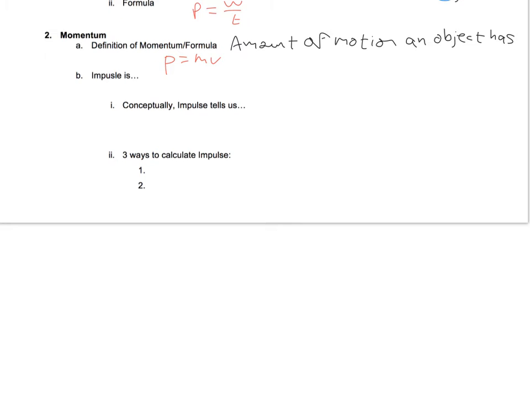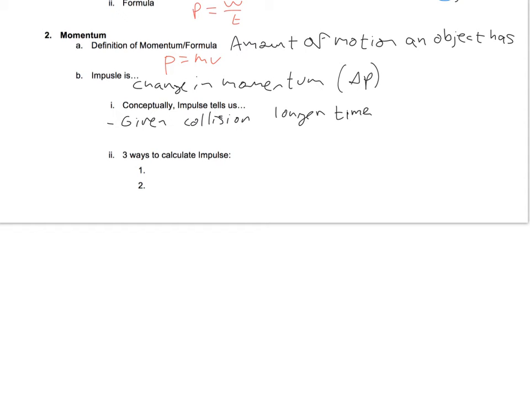The first was impulse. So impulse is the change in momentum, delta P. And conceptually, impulse tells us something very important. For a given collision, a given situation, maybe we have a person landing after jumping off of a box or something, a longer time leads to less force, and vice versa.